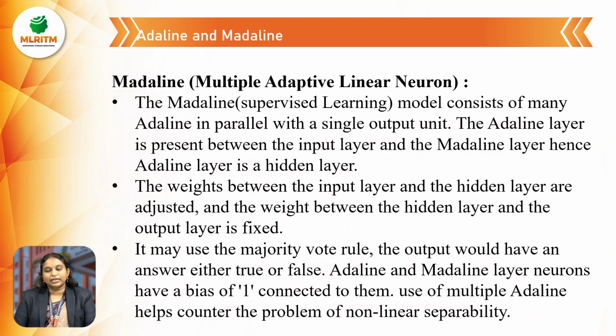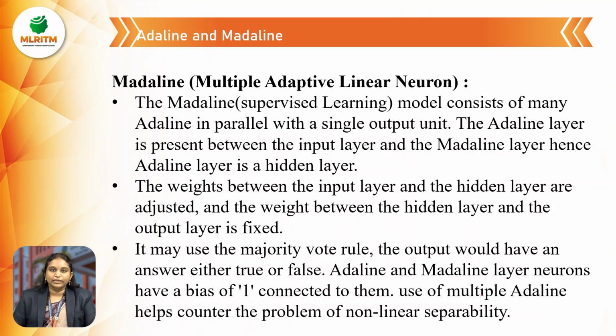Hence, the ADALINE layer is taken as a hidden layer. The weights between the input layer and the hidden layer are adjusted, and the weights between the hidden layer and the output layer are fixed. Here we mostly use the majority vote rule, nothing but the output could be either true or false.